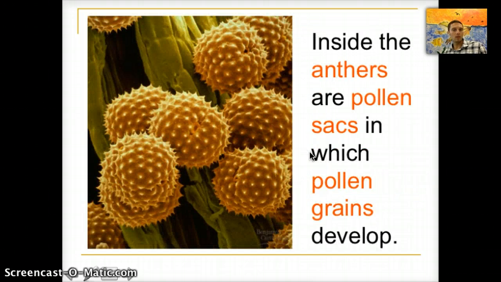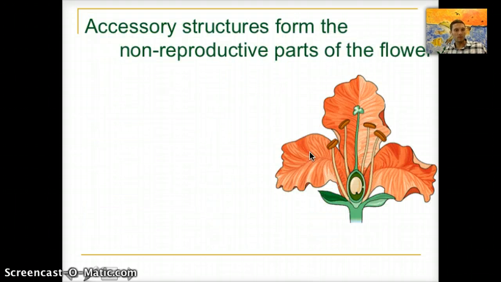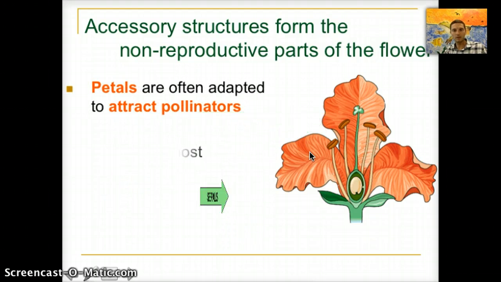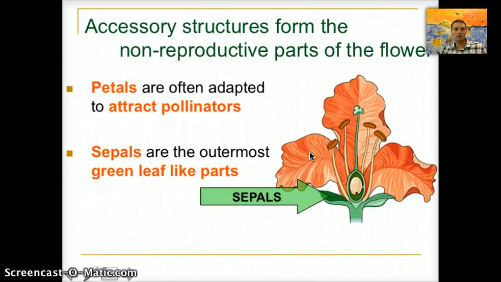Inside of the anthers are pollen sacs in which pollen grains develop, and then those obviously spread. Different accessory structures form the non-reproductive parts of the plant, such as the petals to attract pollinators, and the sepals, which are the outermost green leaf parts, usually towards the bottom or underneath the petals.